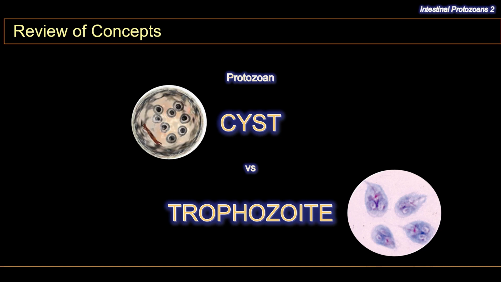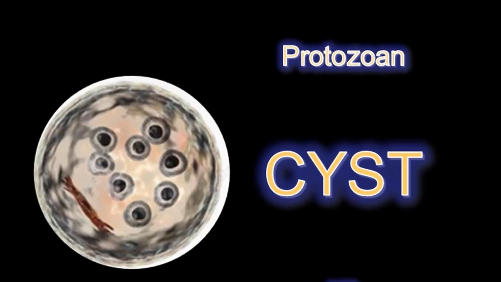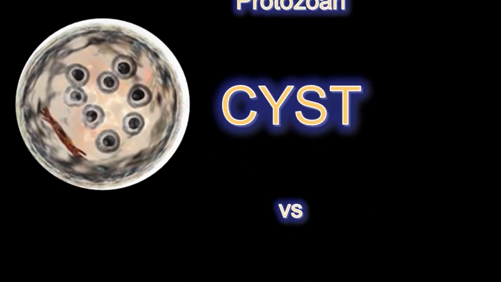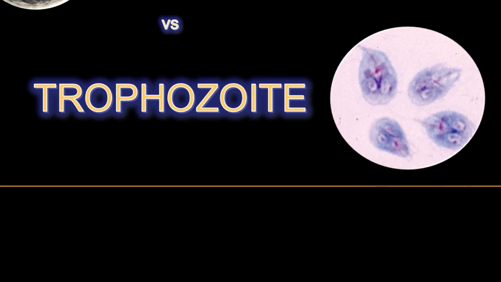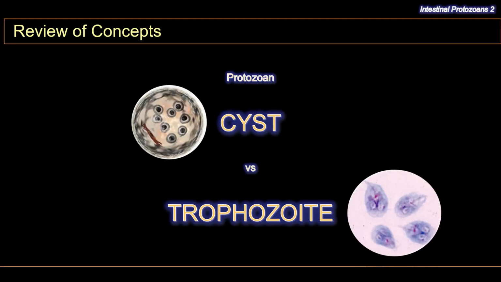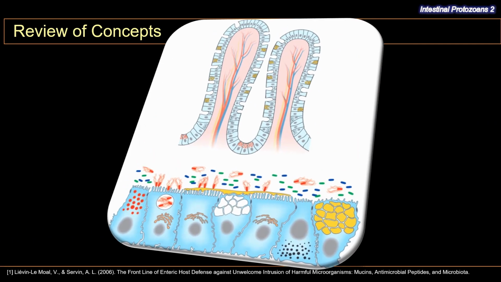Another important point for review is that most protozoans exist in two forms: the dormant, highly resistant cyst stage, and the actively feeding and usually motile but usually more vulnerable trophozoite stage. Please make sure to understand the distinction between these two protozoan life cycle stages. And lastly, for our review for this lecture, we need to understand the architecture of the human intestinal tract.